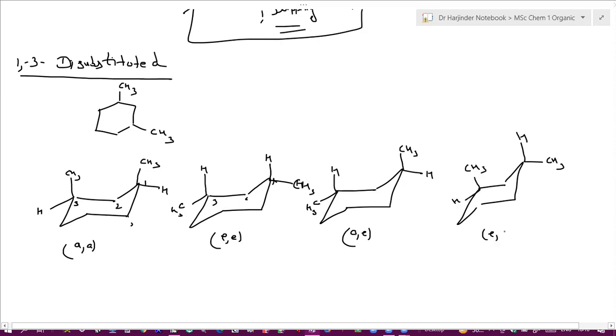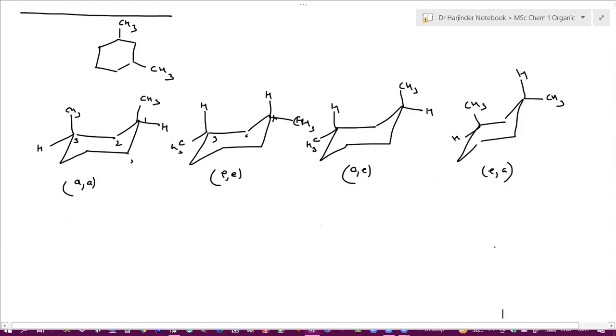Now, which one is most stable? Most stable is when both are equatorial, both the equatorial. So this is most stable, and here it will exist in which form?